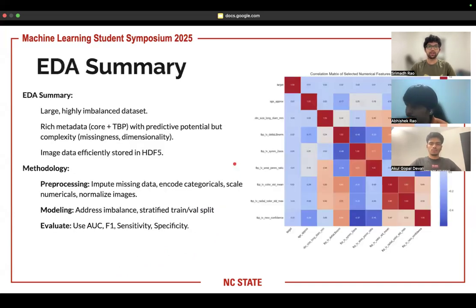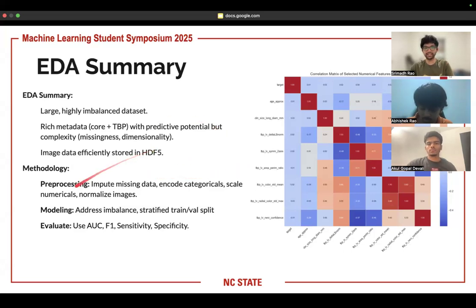So to get started, we performed EDA. This is a summary of that EDA. We came to know that the dataset is large and highly imbalanced. We have only 0.1% of the data that is actually malignant. We have rich metadata with predictive potential. We have the core features, that is the images, and the total body photography features like color and shape. And the images are stored efficiently as HDF5.